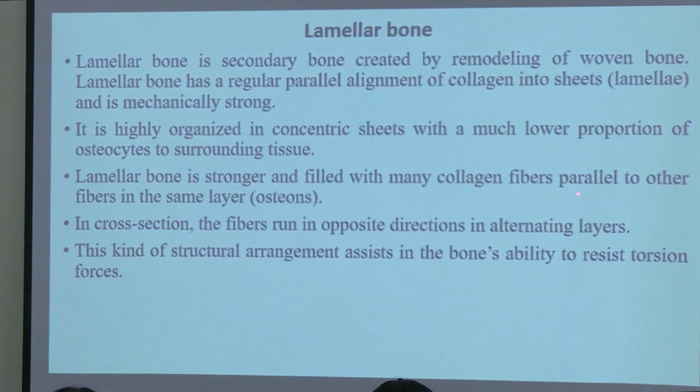Okay? So this lamellar bone is stronger and filled with many collagen fibers running parallel to each other in the same osteon. Now if you take the cross section, the fibers run in opposite directions in the alternating layers. In one layer the direction is different, and in another layer the direction is opposite. Now this kind of arrangement provides the ability to resist the torsion force. Torsion force means twisting force. This unique arrangement of the collagen fibers helps to resist torsion or twisting force in the bone.